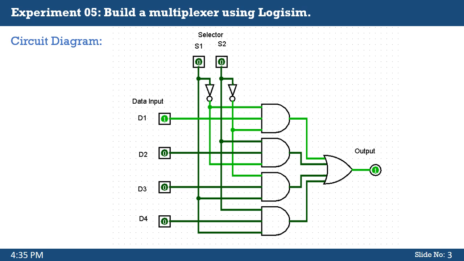In this circuit, we can see that there are four data input lines which are indicated D1, D2, D3 and D4, and two selectors S1 and S2, and one output line. And in the multiplexer, the internal configuration shows that four AND gates, one OR gate and two NOT gates are used here.